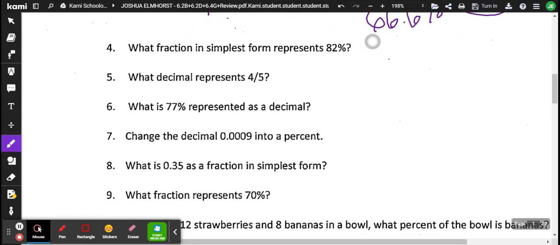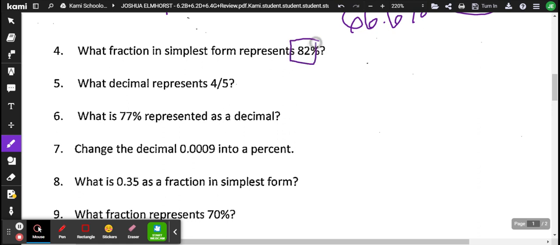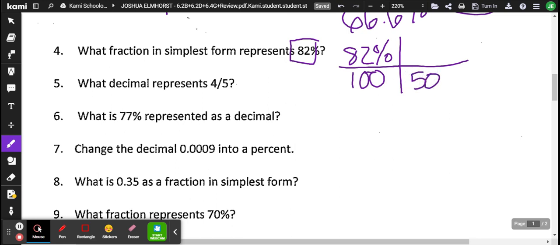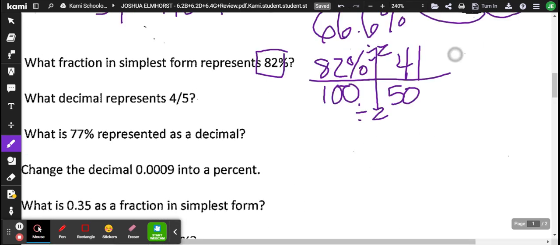What fraction in simplest form represents 82%? So as soon as you see the percent, it goes over 100. So we put 82 over 100, and then you can start to simplify. If you divide both of these by 2, divide by 2, divide by 2, that's going to give you 41 over 50. Well, 41 over 50 cannot be simplified any further, so now you are done.